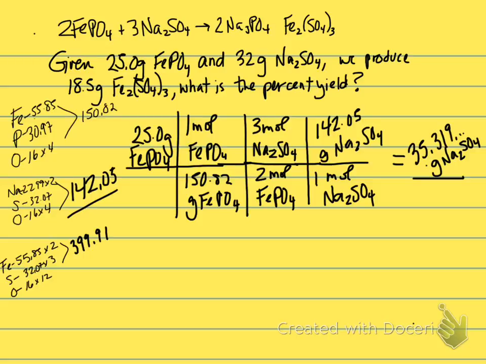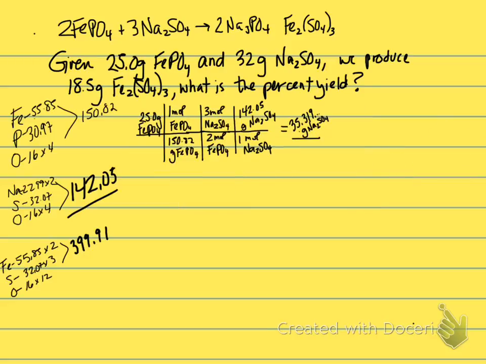Now, we do have to do another factor label. What do we have to calculate? We have to come up with a theoretical yield of iron 3 sulfate. And we have to start that calculation with our limiting reactant because that's going to control how much product we can make. So I'm going to shrink a bunch of stuff.